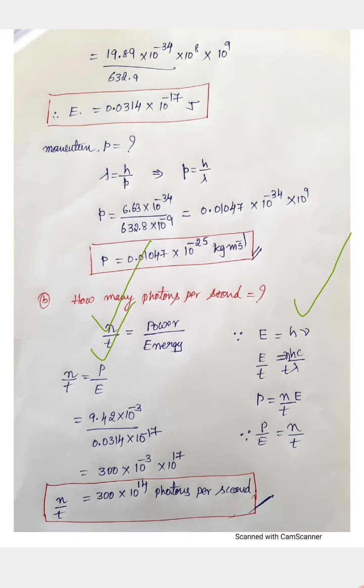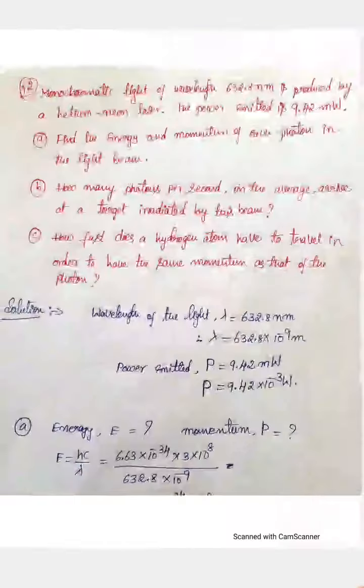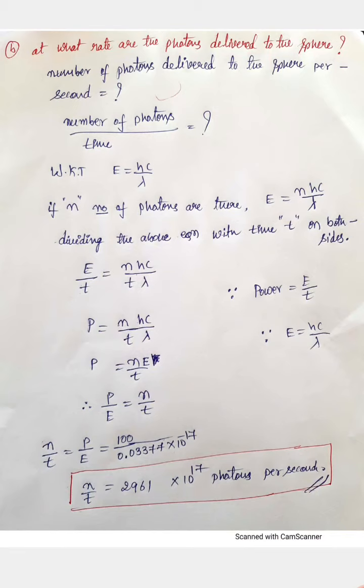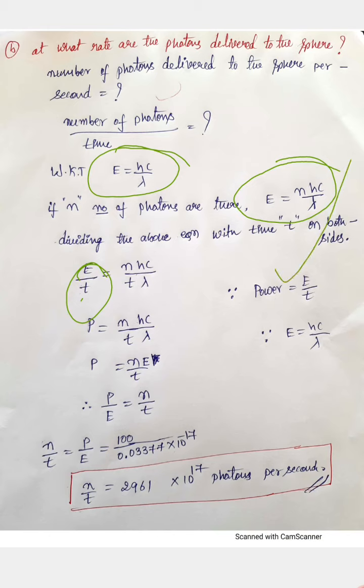Just observe in the previous numerical, that is here I have written clearly E is equals to hc by lambda. Here if n number of photons are there, E is equals to nhc by lambda. Then divide the above equation with respect to the time, that is E divided by time, nhc divided by time, that is equals to power. Here E by T is taken as the power. Power is equals to nhc divided by time into lambda. hc by lambda is taken as the energy. Here power is equals to nE divided by time.